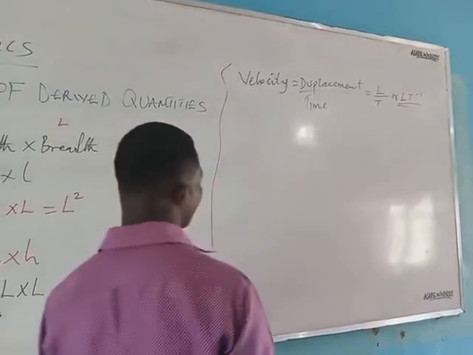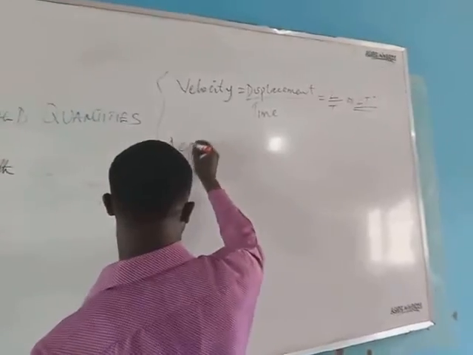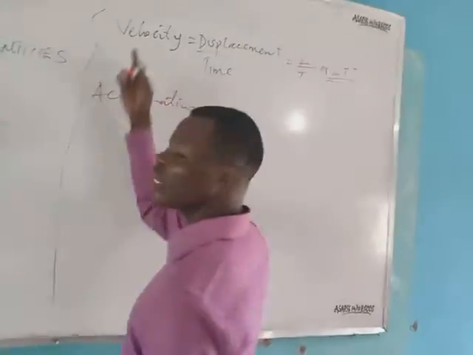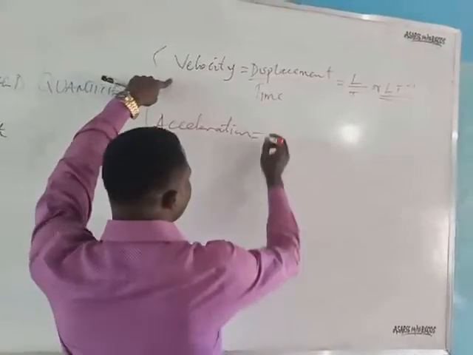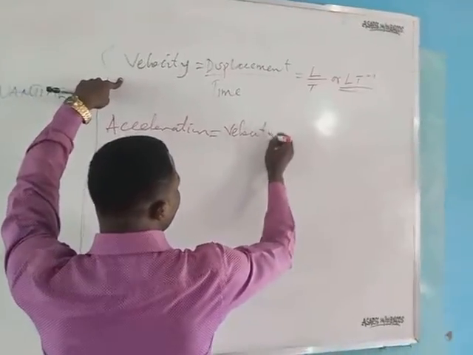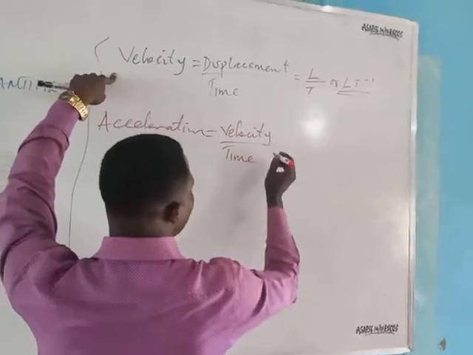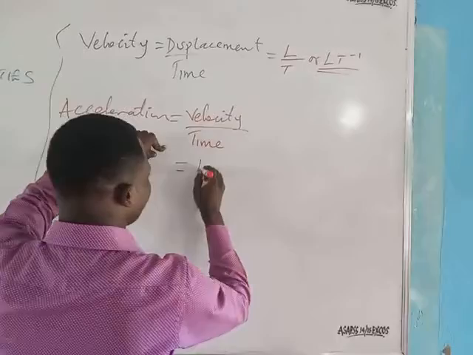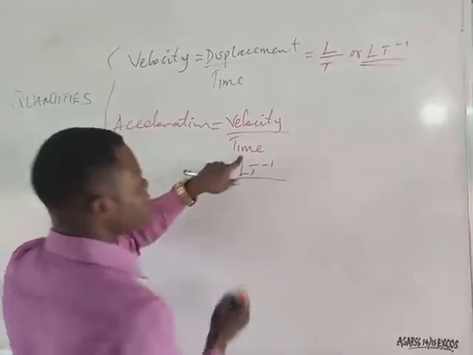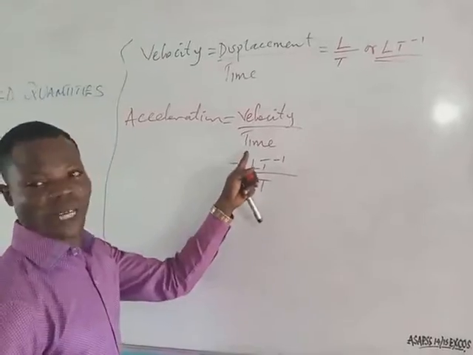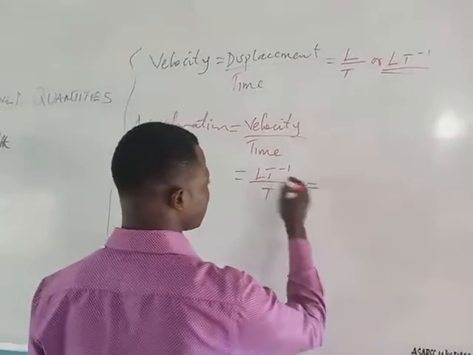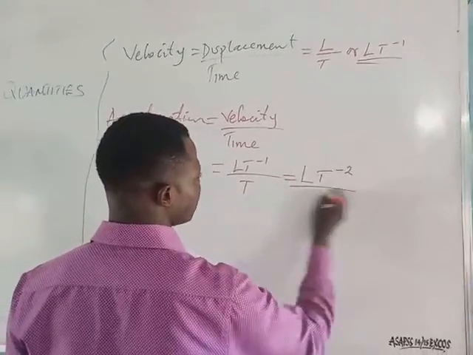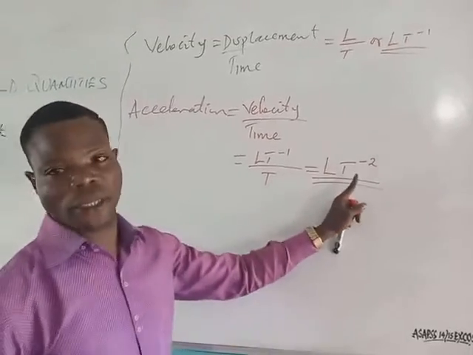Another dimension we can also talk of is acceleration. Acceleration is change in velocity with respect to time. So which is velocity over time. So the dimension for velocity is LT^-1 all over time, which is T. That is the dimension of time is T. And this can be written as LT^-2, when this comes up. So the dimension for acceleration is LT^-2.